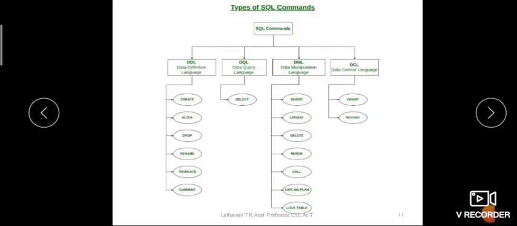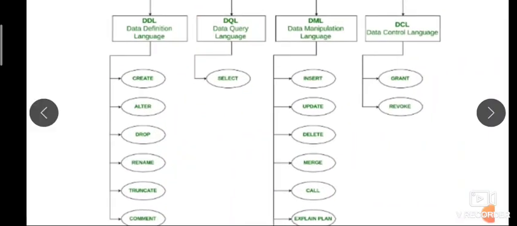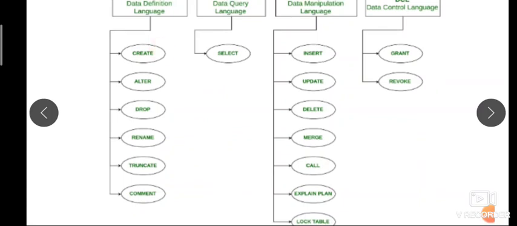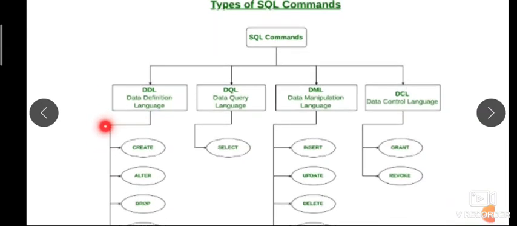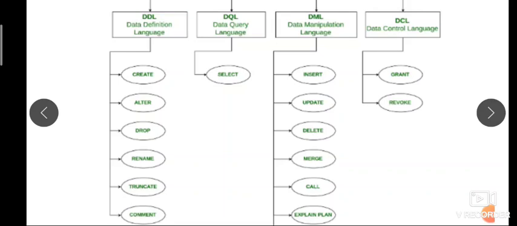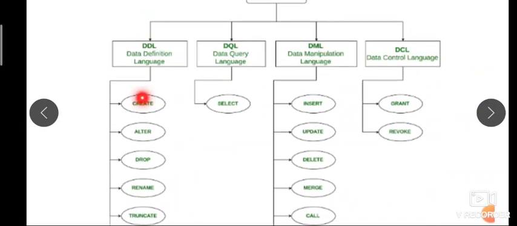Okay, look at this diagram. Here you can see DDL, DQL, DML and DCL. So the different statements which come under these sublanguages are like this. If you take particularly DDL, it has create, alter, drop, rename, truncate and comment. These all statements come under the DDL. Then we'll see all of them in detail.